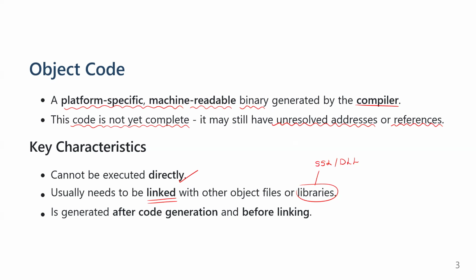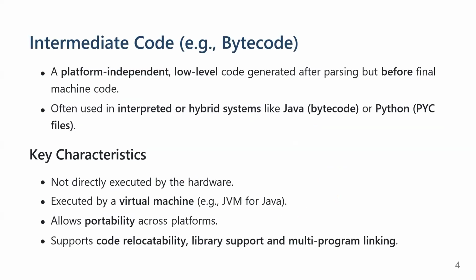Then last but not least, object code is generated after code generation, which is the final stage of the compilation process. We'll be looking at 4 stages of compilation, and the final stage of compilation is code generation. In this final stage of compilation only is object code produced, which we'll look at. And object code is, anyway, part of this process before linking takes place. Then we'll take a look at intermediate code.